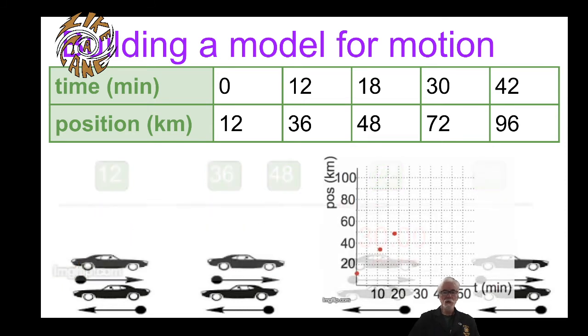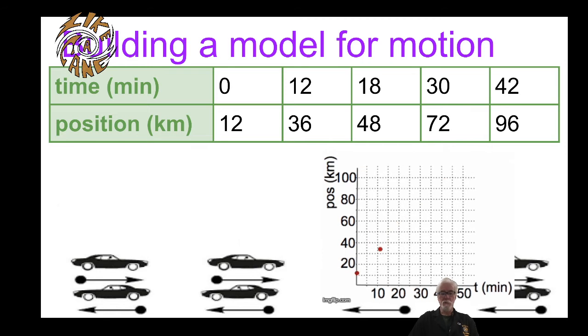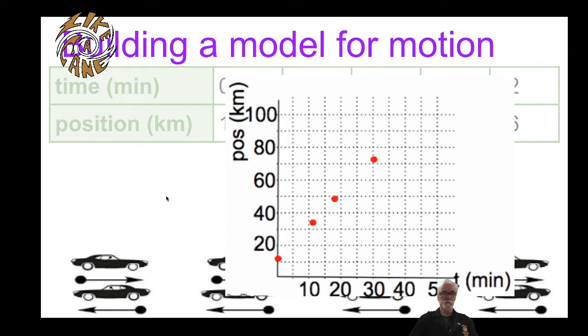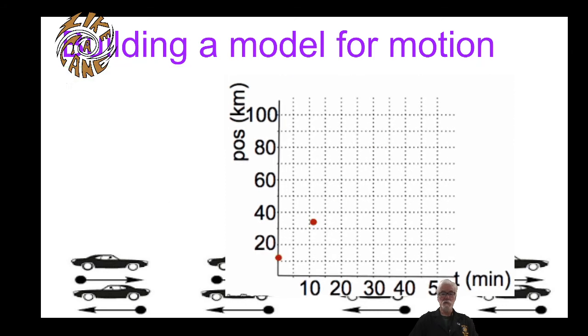Now let's plot the data as a scatter plot. So we have time on the horizontal axis because it's the independent variable, and position on the vertical axis because it's the dependent variable. It's reasonable to think that a line is a good model for the motion of this train. A straight line appears to be a pretty good model.